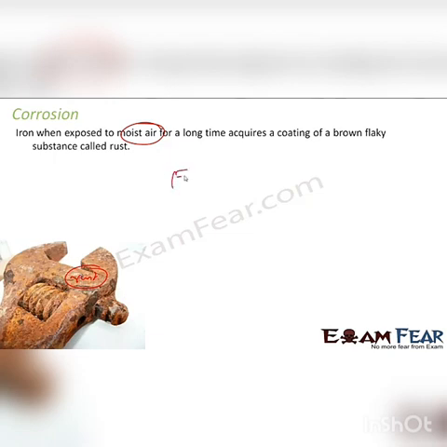So what happens in corrosion? If you see, iron reacts with oxygen. It gives Fe2O3. Correct? You can balance this. So this becomes 2Fe plus 3/2 O2 gives Fe2O3. This is the reaction. Correct? So this is nothing but my corrosion reaction. This is rust actually.